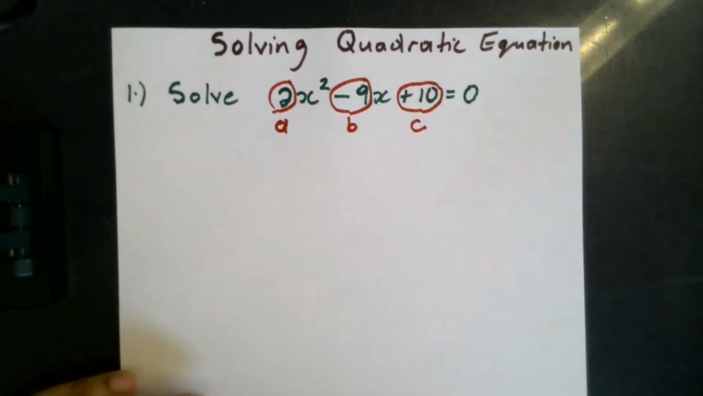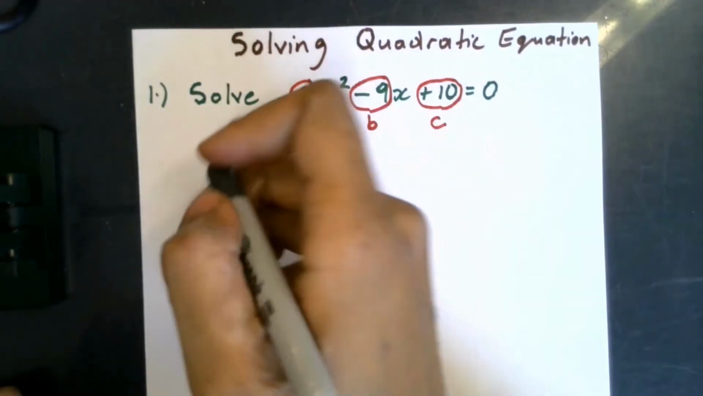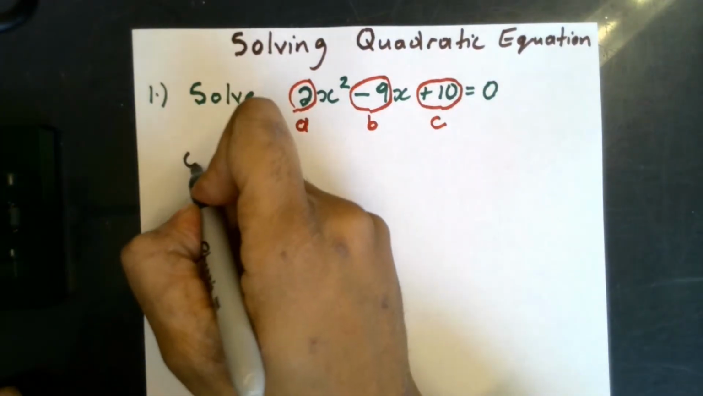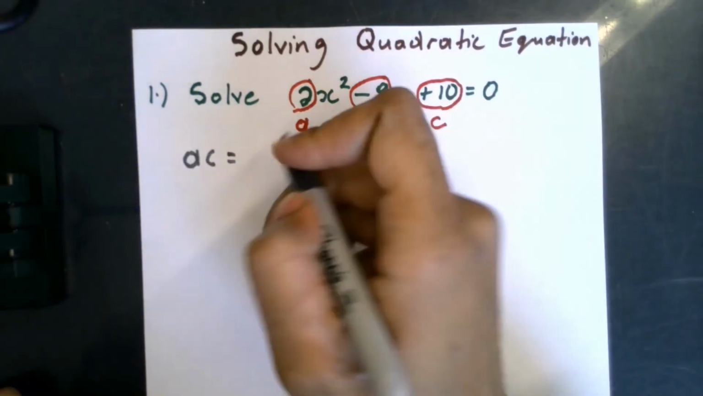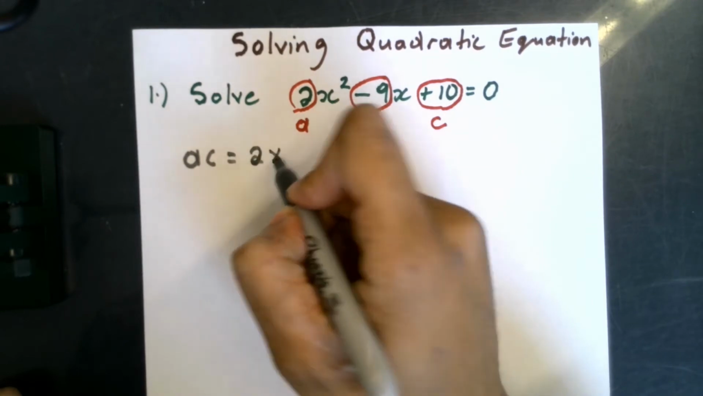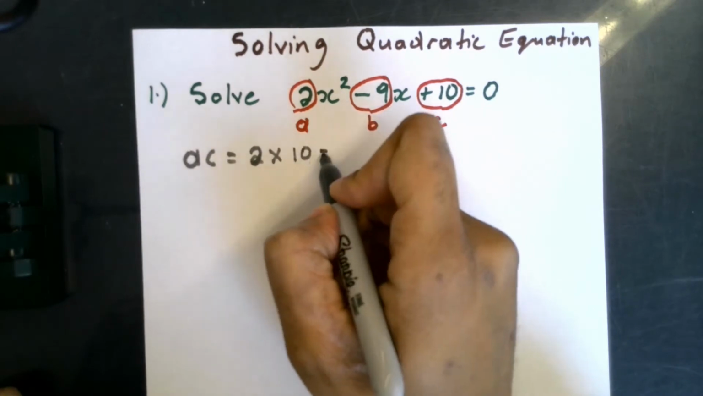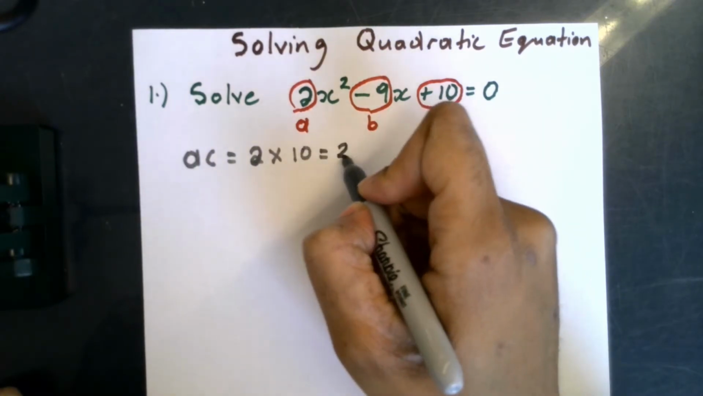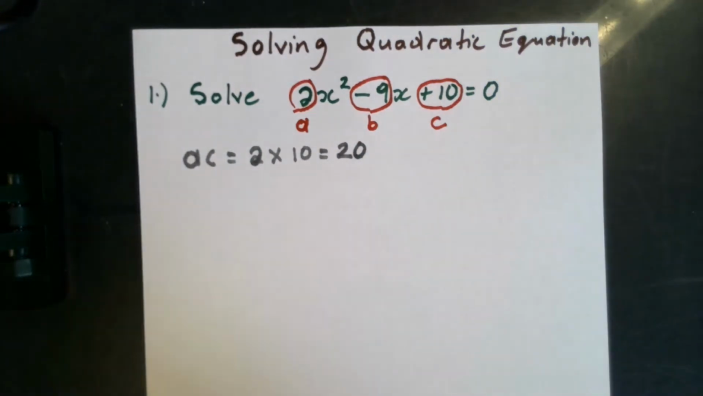Our next step is to multiply A and C. So 2 times 10 is equal to 20. Alright, that's the first step.